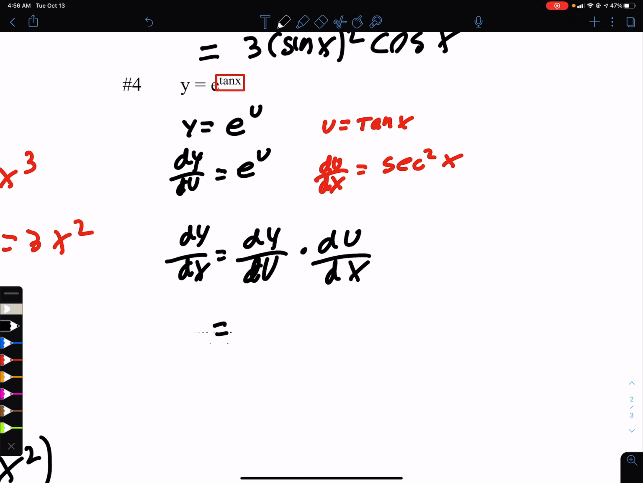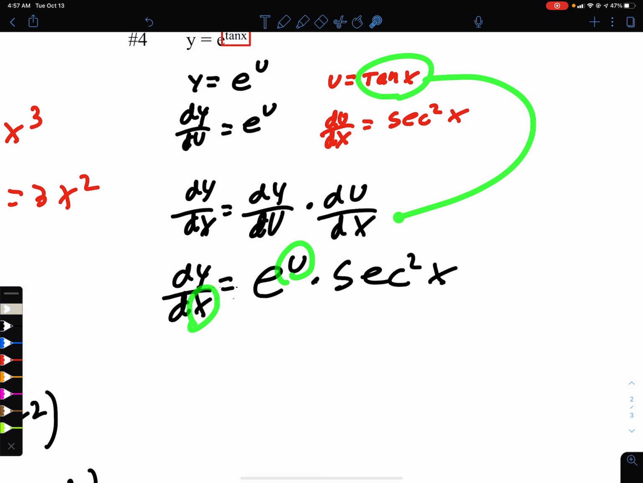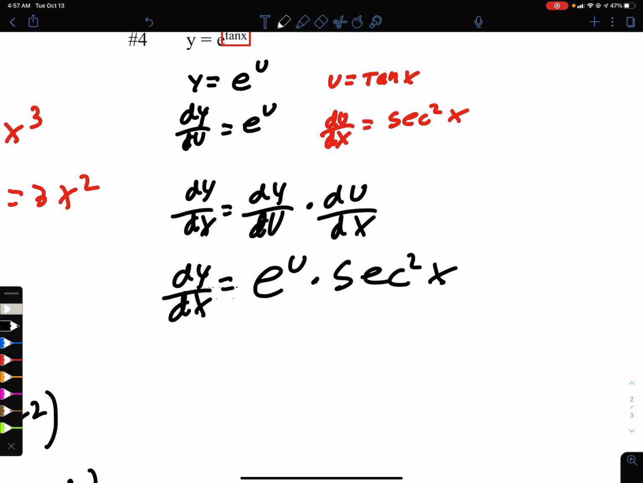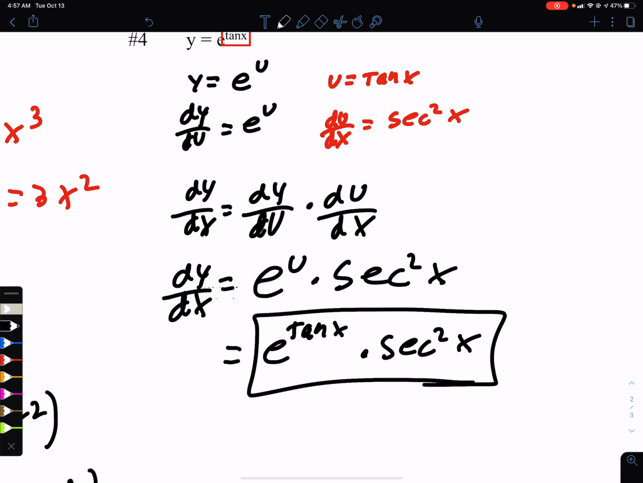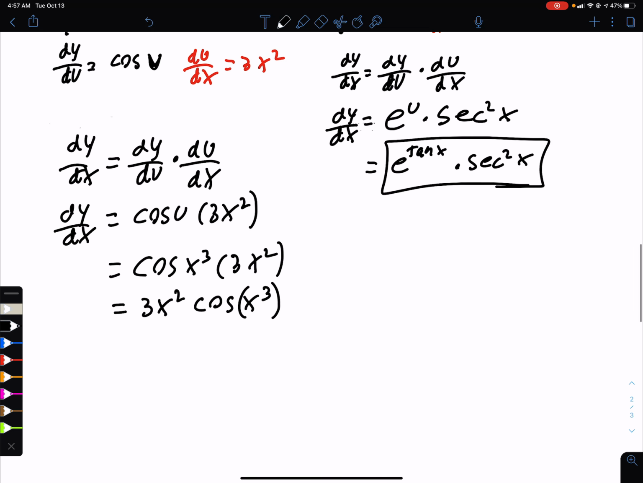Well, what's dy/du? It's e to the u. And what's du/dx? Secant squared x. Now, again, we have the same problem we've had the whole time. Our variable is x, that's a u, so replace that back with tan x. And there is our derivative for number 4. I'm going to do 2 more, but I have to erase some stuff to get it out of here.